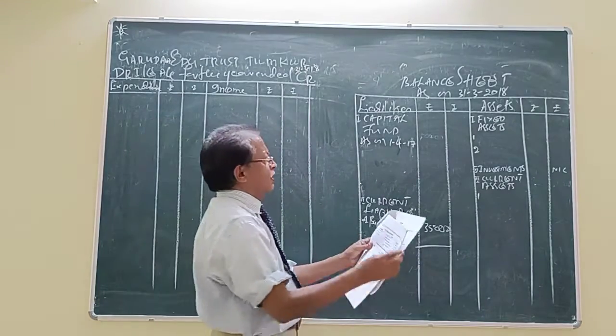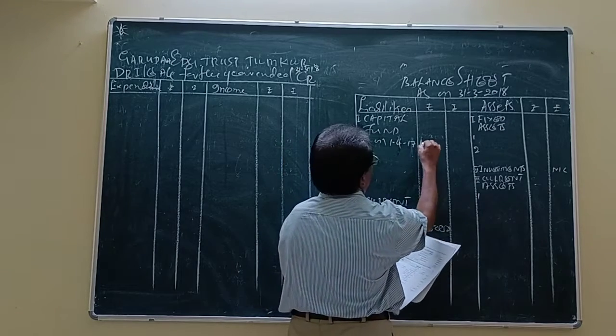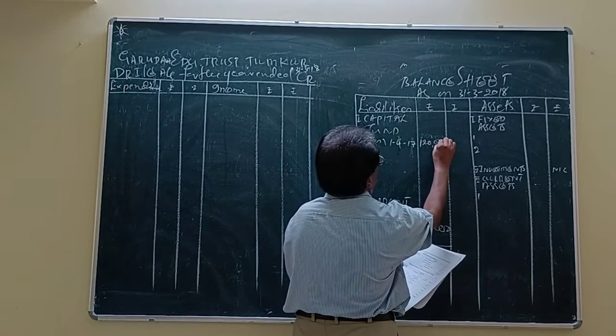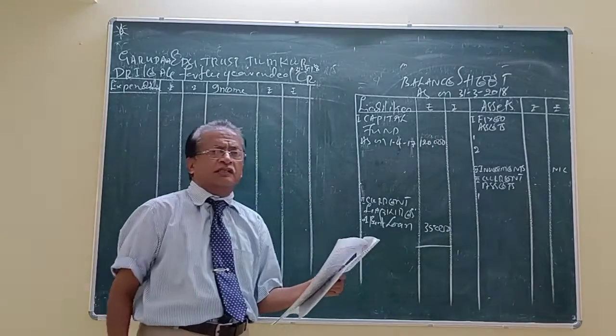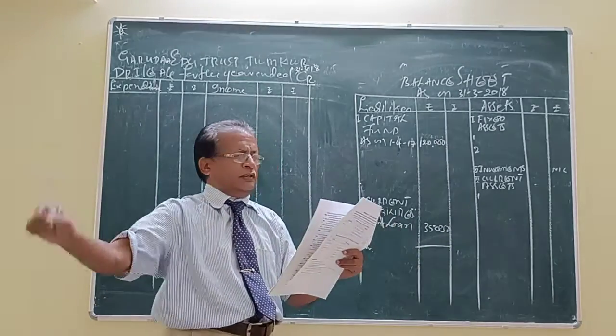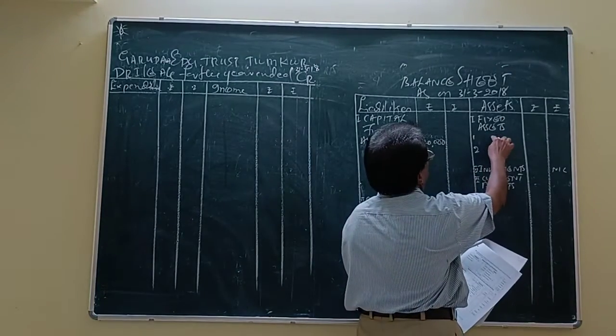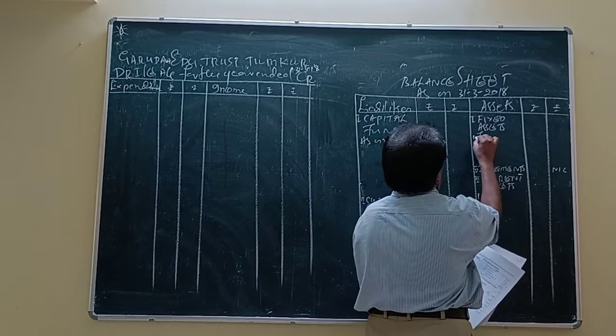Next, capital fund 1,20,000. It is as on 1/4/17. We have to show this item in the inner column, 1,20,000, because there is adjustment. Asset side, cash in hand should be ignored because it belongs to the previous year. Furniture 25,000. It is a fixed asset. It will be shown under the heading fixed assets.